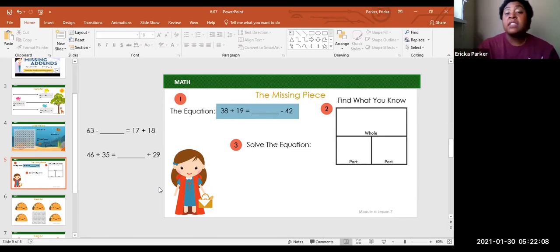Okay. They are telling us that 38, this is where it gets complicated. This is where you all will put what we just learned just a second ago to work here. They said that is 38 plus 19. I want you to make sure you write this in your notebooks. 38. Write this equation in your notebooks right now. Okay. The second thing that you are going to draw is this right here. Find what you know. You want to draw your box, your whole and your part. Let's go.